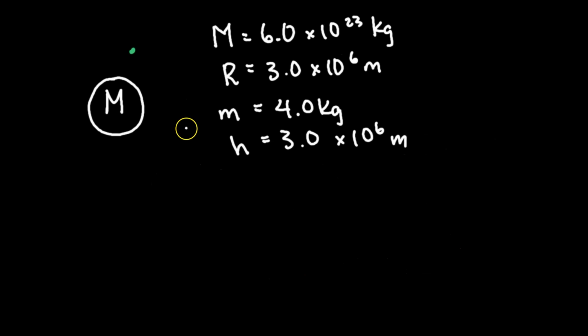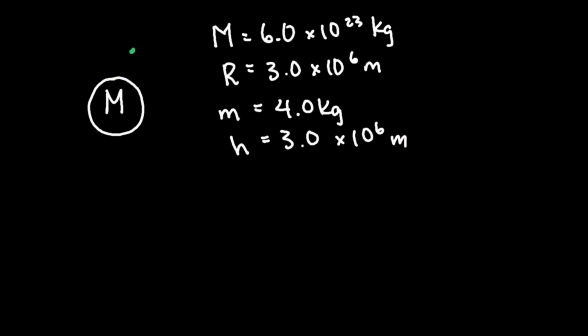All right, let's take a look at another common mistake that I see students make. So we'll start off with the planet. This planet has a mass of 6 times 10 to the 23rd kilograms. We have an object up here. The planet's radius is 3 times 10 to the 6 meters. The green object's mass is 4 kilograms, and the object is at a distance of 3 times 10 to the 6 meters above the surface of the planet.